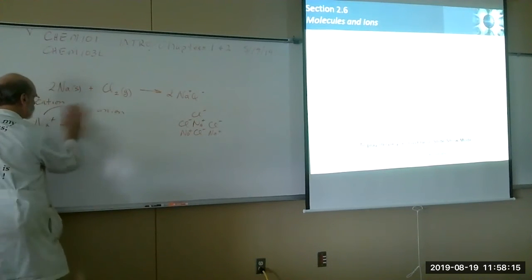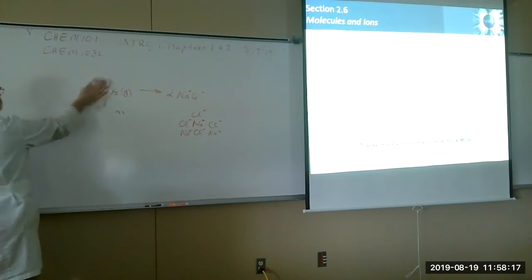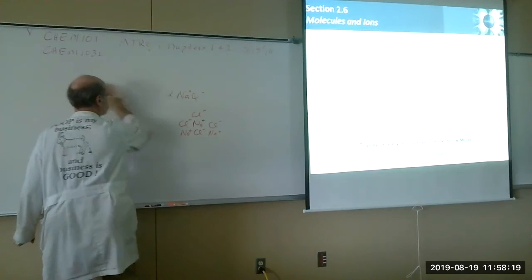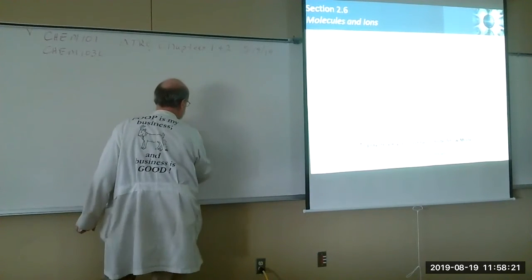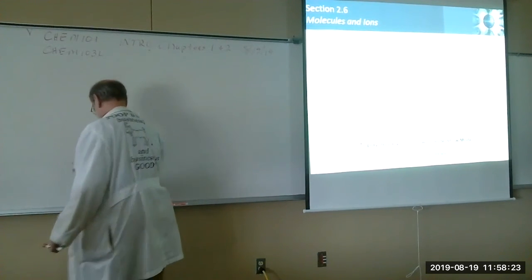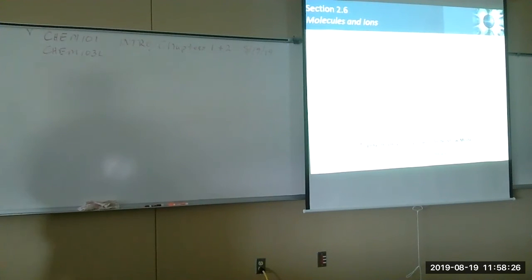Okay, ionic, covalent. There are other types of bonds, but those are the main ones. There are types of bonds that occur between molecules, right? And they're much, much weaker than the covalent bonds or the ionic bonds. We'll talk about those later. Okay, let's see.